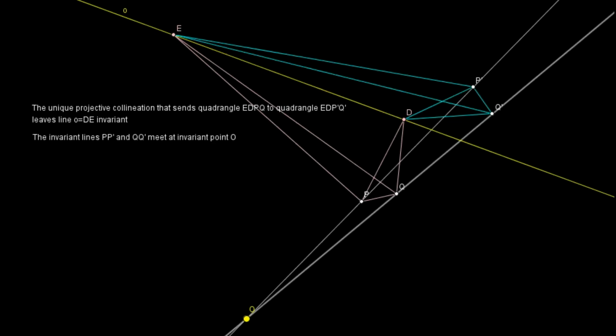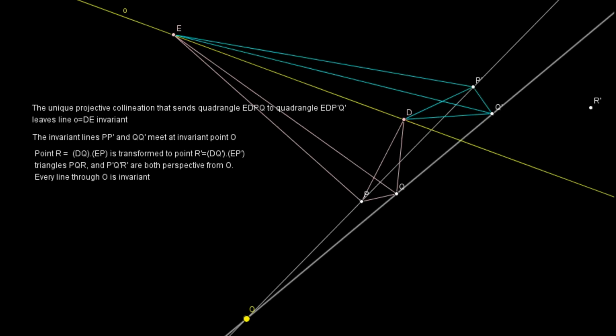Now what we can do is we can define point R to be the point where the lines DQ and PE meet, and similarly we'll define R dash to be the point where DQ dash and EP dash meet. So we get these sort of third points of our triangles. And now it should be clear that these two vertices, R and R dash, they've also got to be corresponding to one another under this projective collineation. And again, that line through R and R dash also has to go through O.